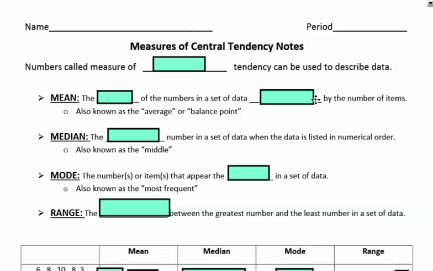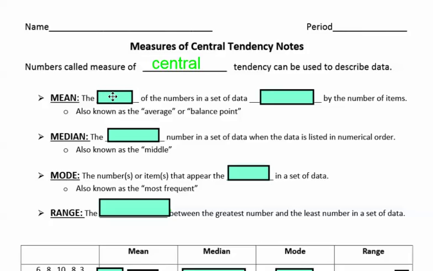Alright class, today we're going to do measures of central tendency with actual graphs and whatnot. So, just a quick little refresher. We have numbers called measures of central tendency that we use to describe data. Okay? We have the mean. Alright? The mean is actually really mean, like a mean teacher.